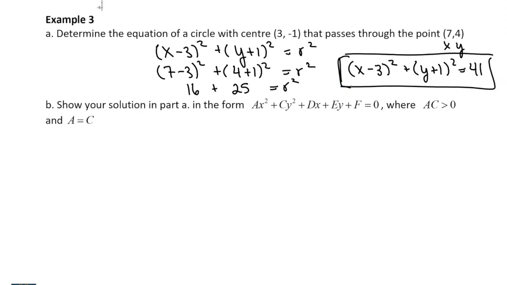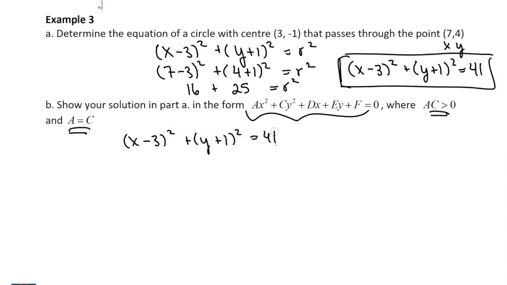Part B, show your solution in part A in the form where we can now say that we're going to expand this. So if we want to write this in general form. Now you might be saying, what's this extra stuff that's happening right here? Let's write it in expanded form first, and then we'll address that. And so expanded form is just, let me just write out our original form here. It's just going to be foiling everything out and joining like terms.